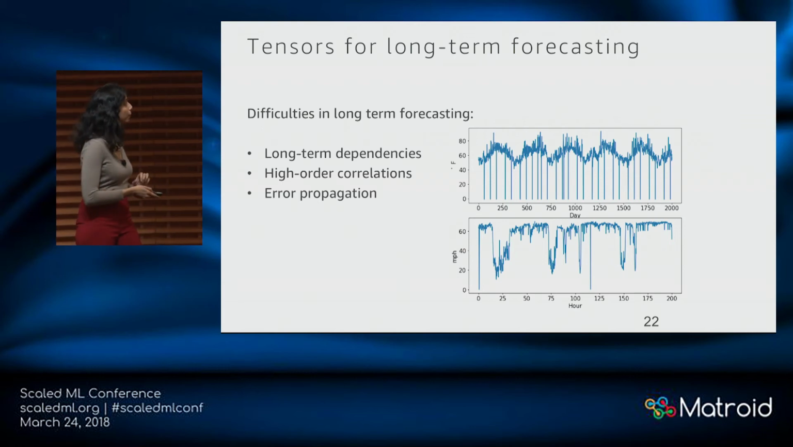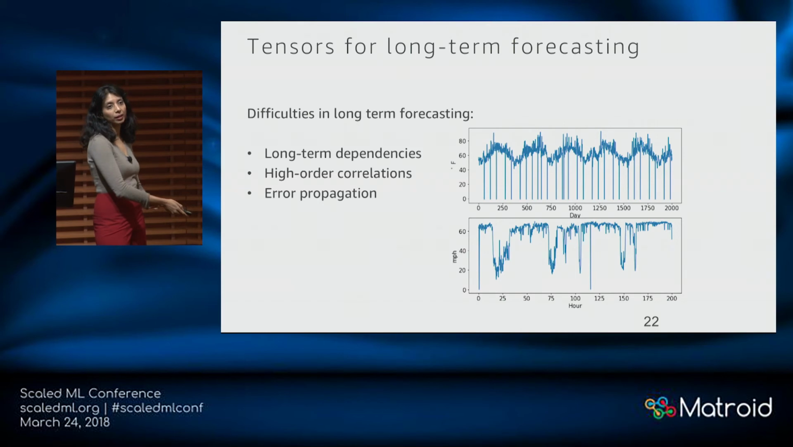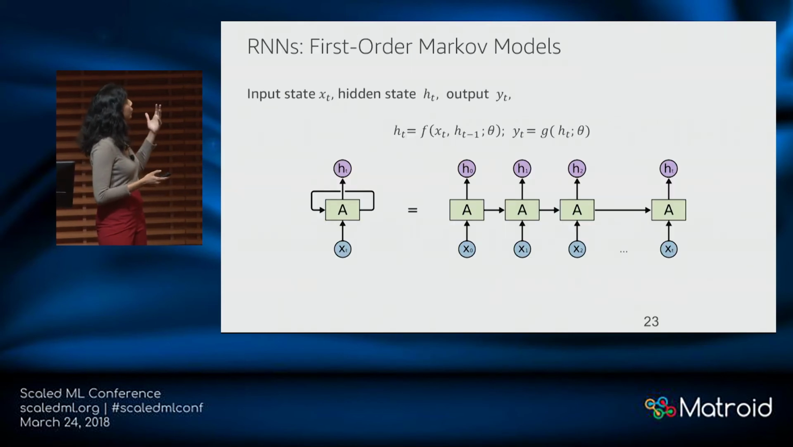And that's what we explored by tensorizing recurrent neural networks and LSTMs. So a standard recurrent neural network maintains a state and then propagates that forward. So there is a new input and there is a new output that you want to predict, but it's a certain state that you're propagating forward.